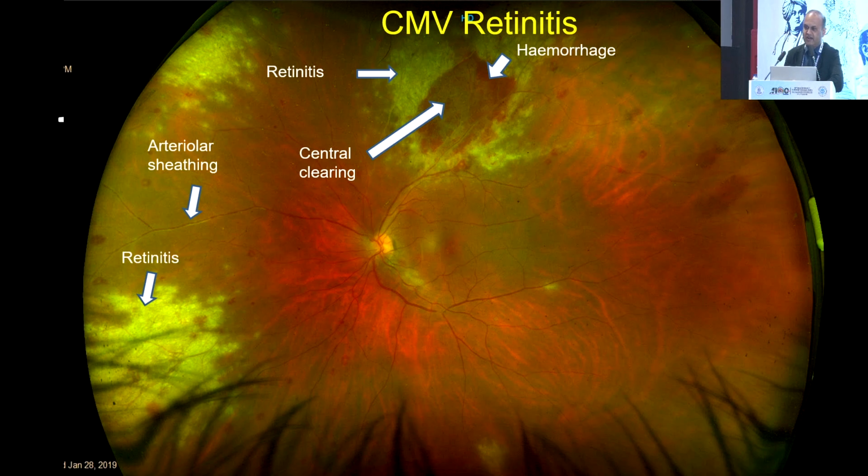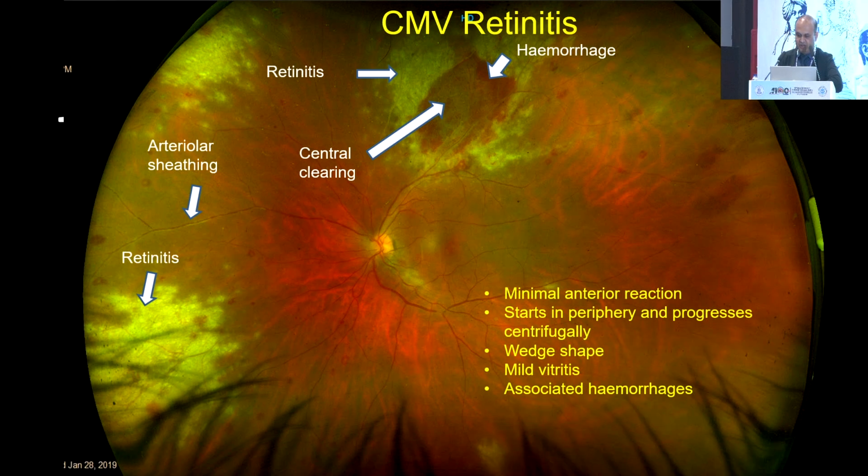CMV retinitis, again a disease which can be clinically identified. You can see these retinitis lesions with central hemorrhages. Think of CMV retinitis. While we presume that these happen only in seropositive patients, it's also important to remember that they essentially happen in patients who are immunosuppressed. So if your patient is on long-term immunosuppression for any reason, or is post-transplant, and you see these lesions, your diagnosis becomes fairly simple. You are dealing with a case of CMV retinitis.